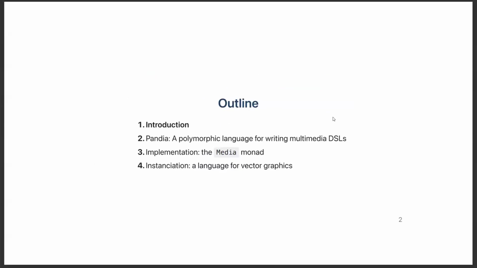So first I will try to show you what turtle geometry is, and then I will introduce you the Pandia language, which is a polymorphic language that allows to write multimedia domain-specific languages. Then I will show you the implementation of that language within Haskell. And to finish, I will show you how we can instantiate that language to vector graphics.